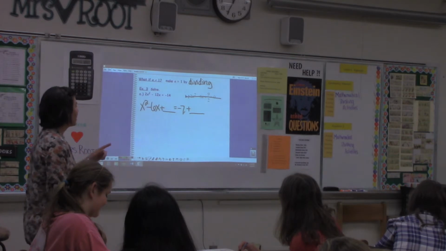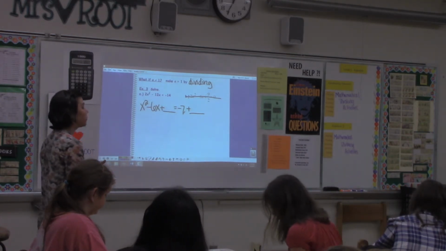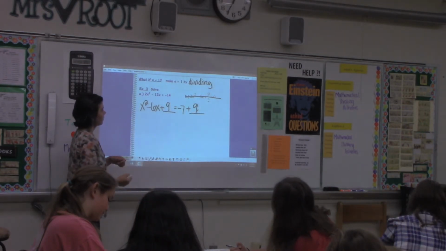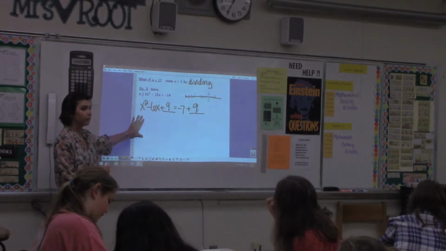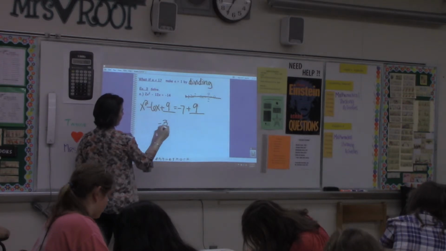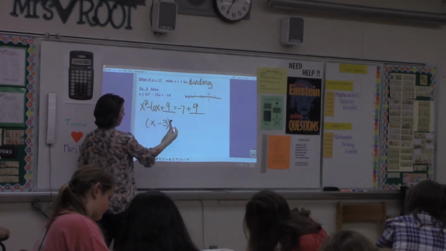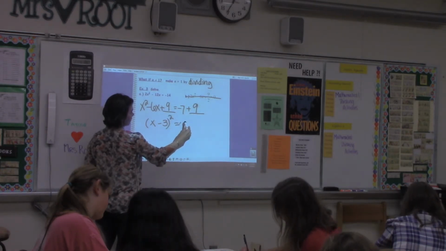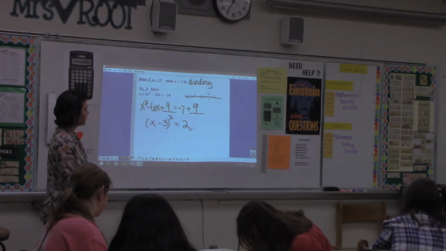Okay, so good catch. Now, you guys just said we take half of 6, which is 3, square it to get 9. Okay, what does this side factor into? Negative 3, and x up front, so x minus 3. What do I need to remember up here? Squared is equal to 2. Good. Okay, you guys finish it out real quick.